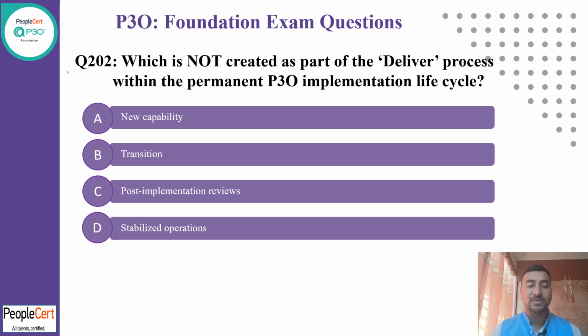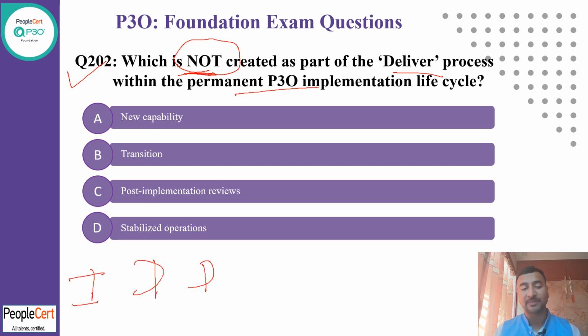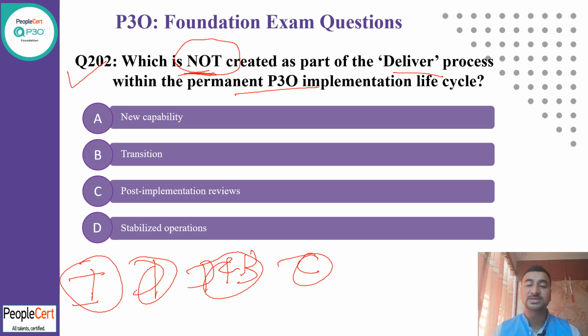Let's read the next question, number 202, which says: which is not. Just pay attention, it's a "not" red herring kind of question. Which is not created as a part of the deliver process within the permanent P3O implementation lifecycle? So there are four stages: identify, define, deliver the capabilities and realize the benefits, and finally closing. So there are four stages: stage 1, 2, 3, and 4. And this particular question is asked about this third stage.